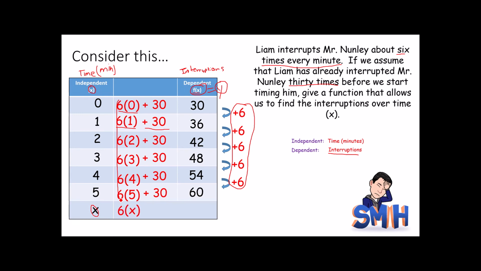The only thing that changes is how many sets of 6 we have. It's going to be the same as the number of minutes, 6 every minute. So this is 6 every minute. And don't forget, we always have those 30 extra interruptions from before we started timing. That is going to be our function. 6x plus 30 equals f of x.